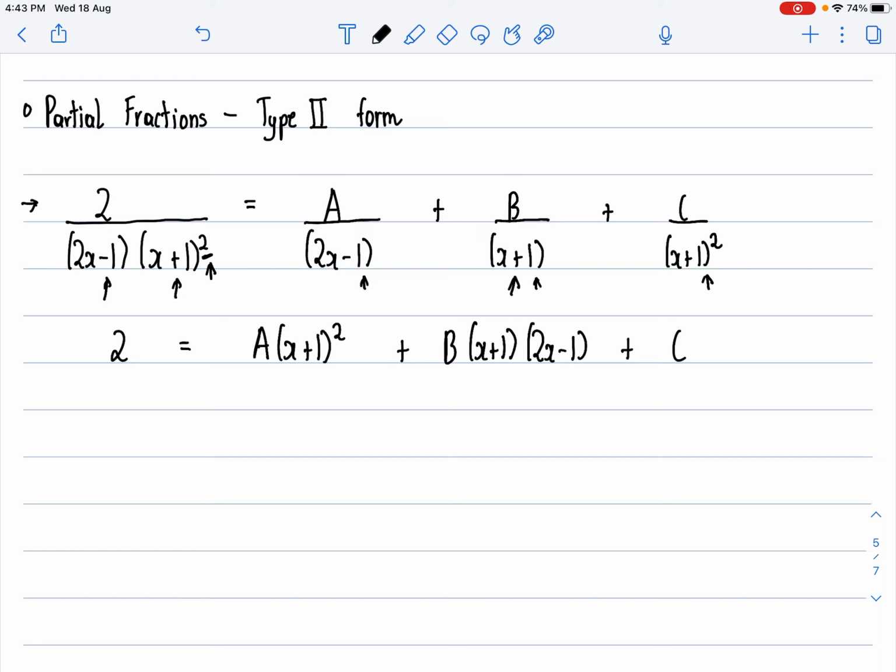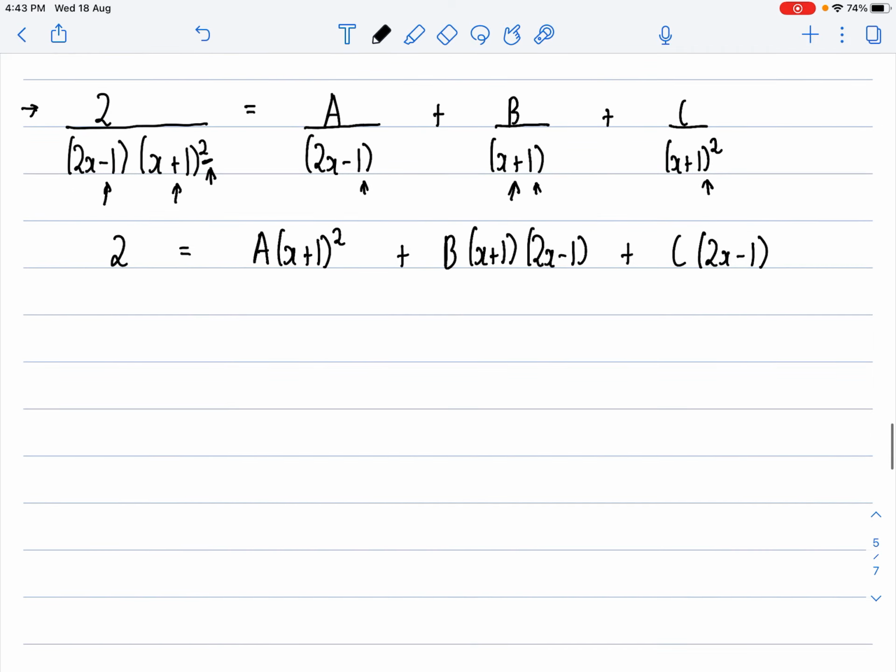Plus c, here I have x plus 1 the whole square. So the missing part is 2x minus 1. So I simply write 2x minus 1. And the denominator gets cancelled, so you don't need to write it, correct? Now, what you do first is, listen to me carefully.